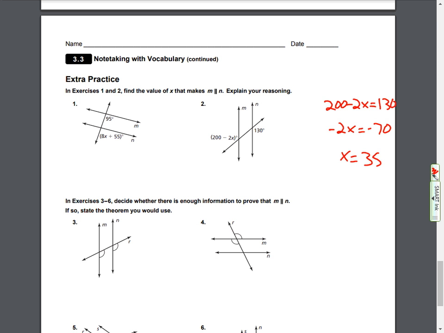Okay, and I kind of went through that a little quickly. Again, alternate interior angles, okay, I'm going to abbreviate, alternate interior angles only are congruent when m is parallel to n. Okay, these are only congruent if m is parallel to n. Sorry, this is not alternate interior, it's alternate exterior angles. And they're not interior, they're exterior.